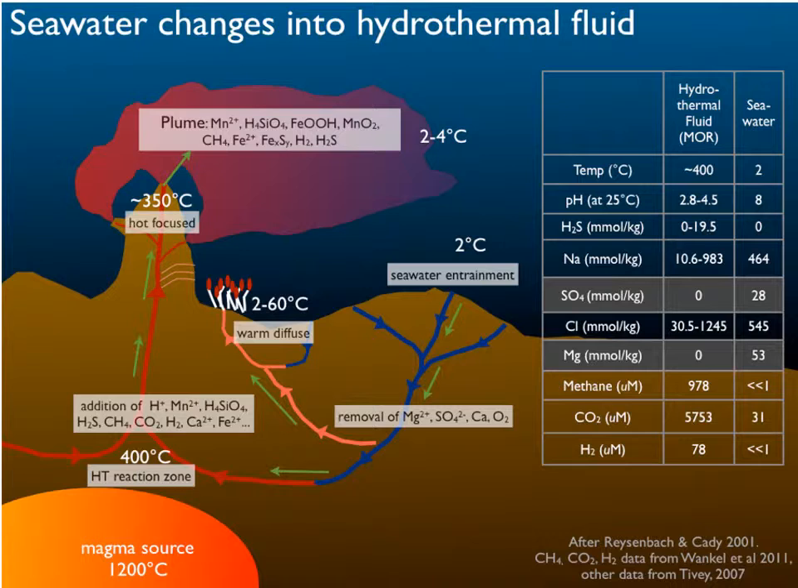I like this diagram because it shows how this works in a way that's a little easier to see. We start off with seawater around 2 degrees Celsius. Now, that is really cold, just above freezing in the Celsius realm. And what we do is we force water in through here.